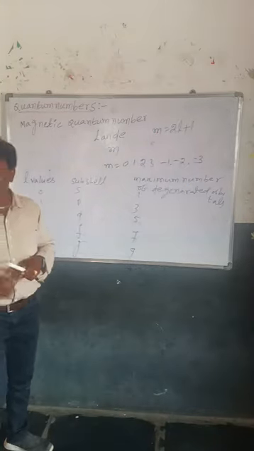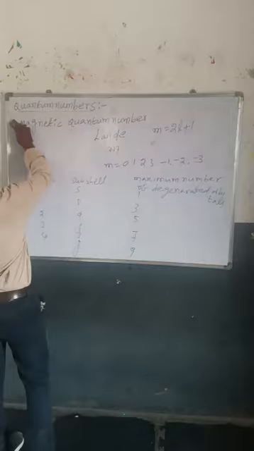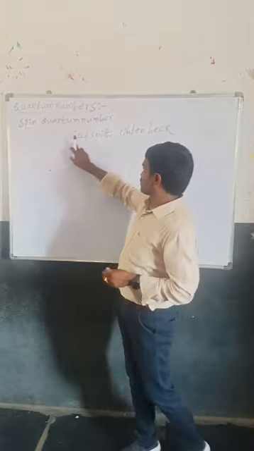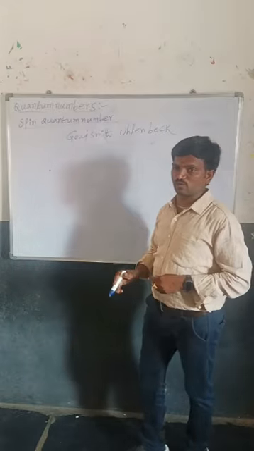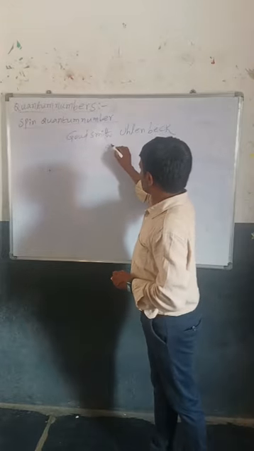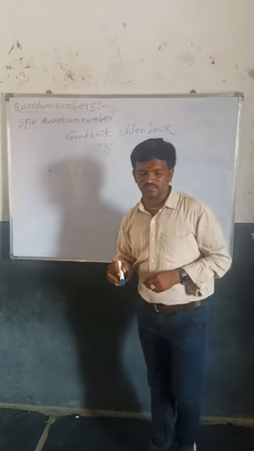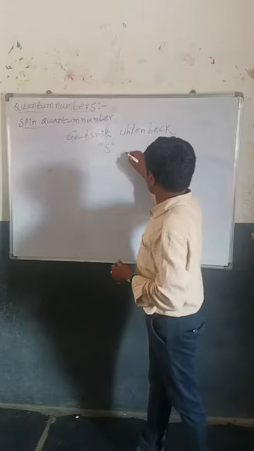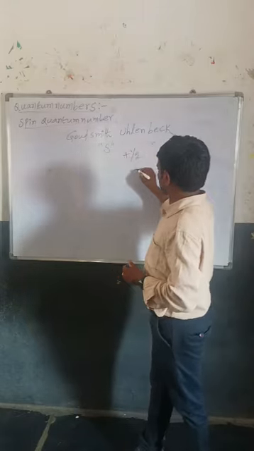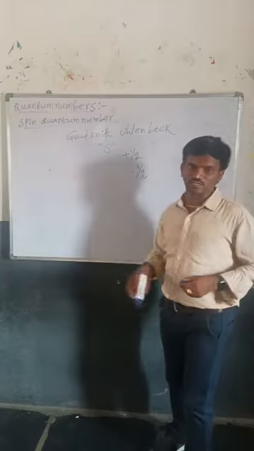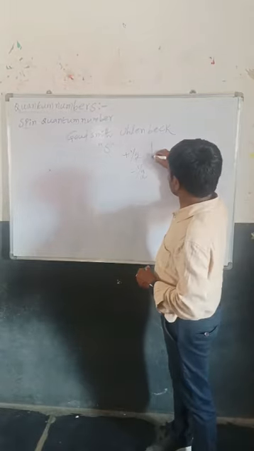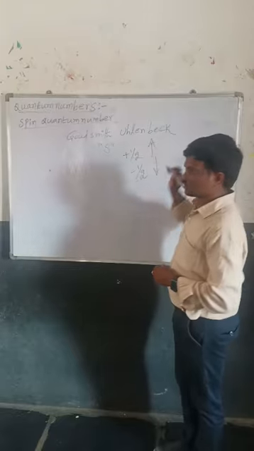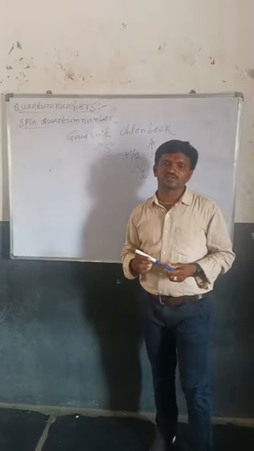Next one is spin quantum number. It was discovered by Goudsmit and Uhlenbeck. It is denoted by the letter s. Spin quantum number has mainly two values. One is plus half, another one is minus half. Plus half indicates clockwise direction, minus half indicates anti-clockwise direction.